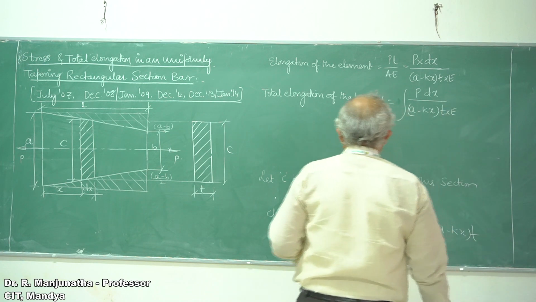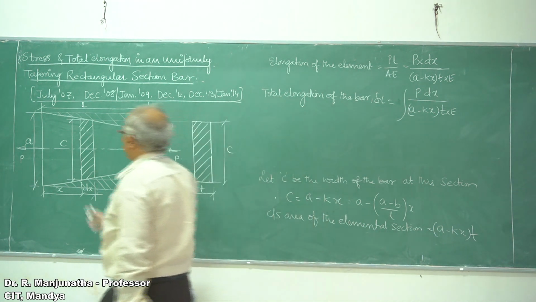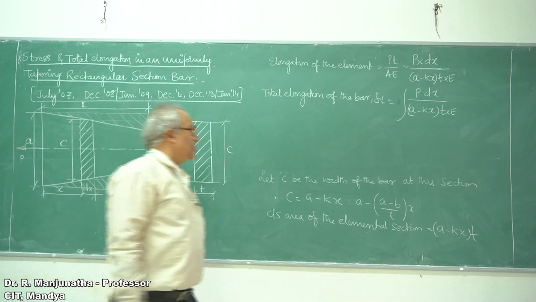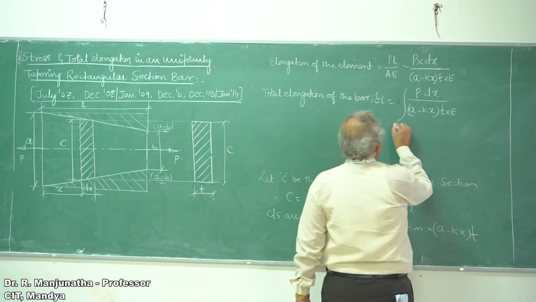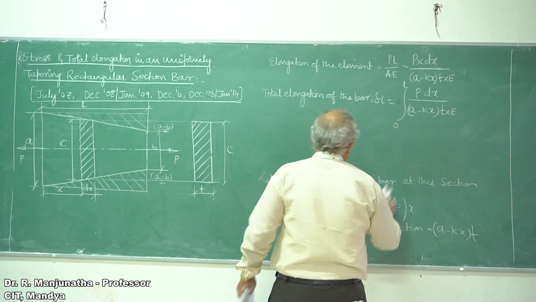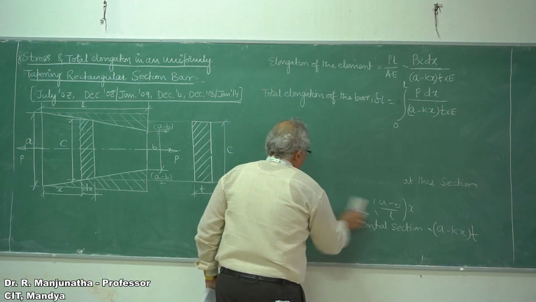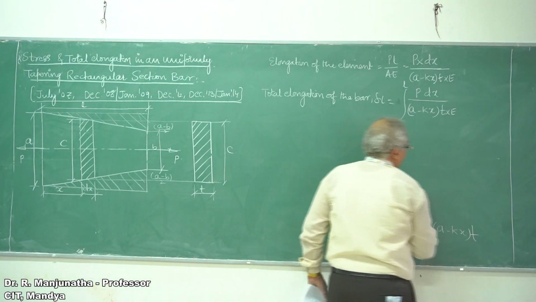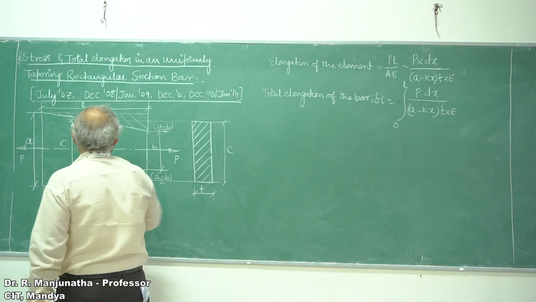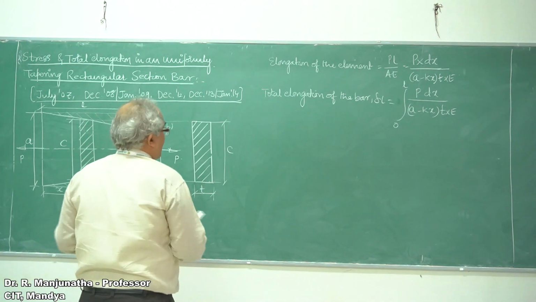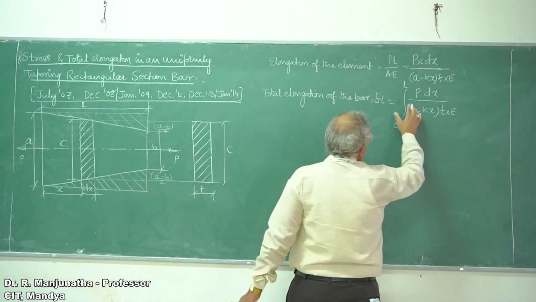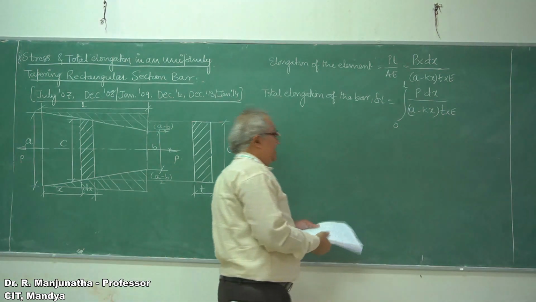Since the total elongation means from 0 to the maximum length of the bar, which is equal to L, the lower limit is 0 and the upper limit is L. Now we are going to identify which are all the constants.